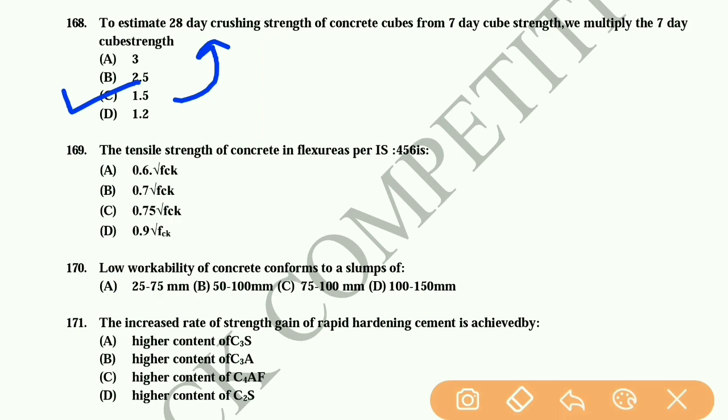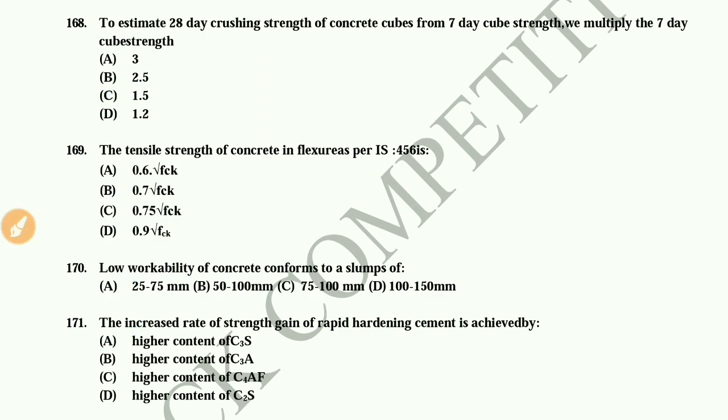Tensile strength of concrete in flexure as per IS 456 is 0.7 root of fck. Low workability of concrete conforms to a slump of 25 to 75. A is right answer. Next question, the increased rate of strength gain of rapid hardening cement is achieved by higher content of tricalcium silicate.